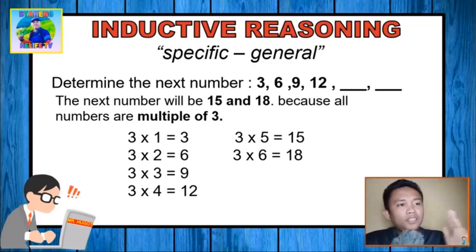So, 6, 9, 12, pattern po to ng mga divisible ng 3 na multiply sa consecutive number, which is 1, 2, 3, 4, 5, at 6. So, very good kayo dyan guys. So, inductive reasoning, maraming example, nakuha nyo yung sagot. Okay?